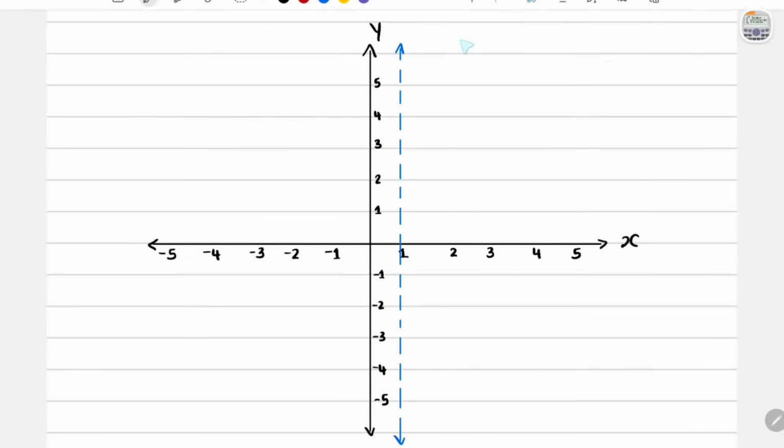So like that, and then just make sure to label it. So it's x is equal to 1. And then our horizontal asymptote of y is equal to 2 is a horizontal line that will pass through 2. And then remember to label it y is equal to 2. Okay, so now that we have our asymptotes down, we can go ahead and start putting down our coordinates.